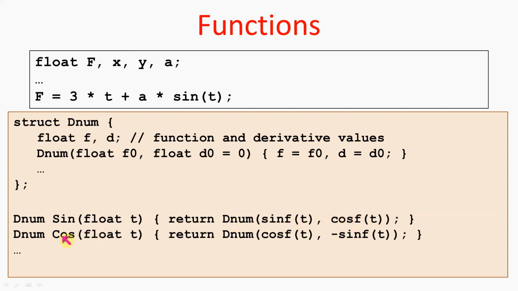Similarly, if we want the cosine to be used in our differentiable expressions, then we need this new cosine function that tells the program that the cosine function value can be evaluated with the library function, and the derivative of this cosine function is the sine function, for which we can again rely on the library.